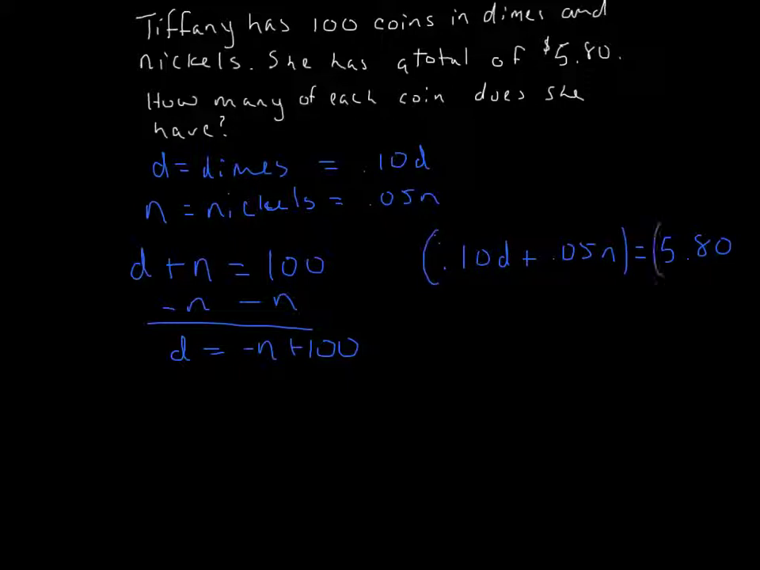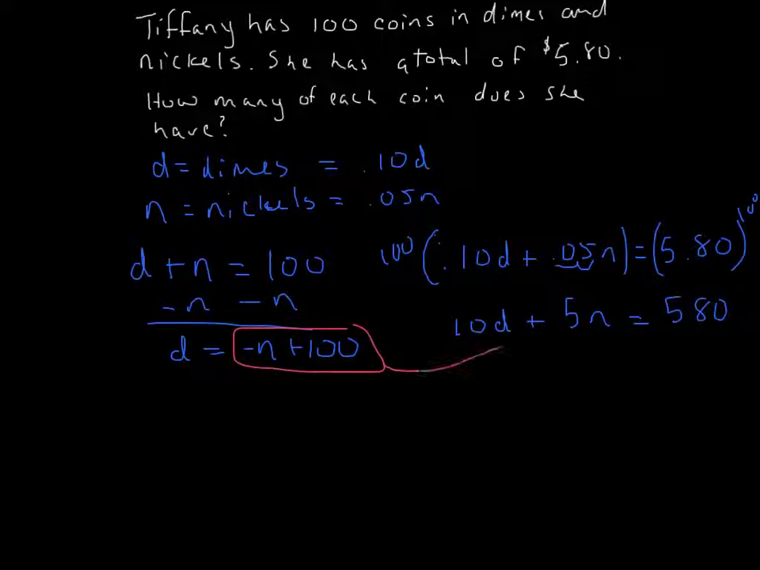We're going to multiply this all by 100. Okay, so we can move the decimal 2 places. So it becomes just 10D plus, we move the decimal 2 places there, you get 5N equals 580. There, all my decimals are gone. Okay, so that's much easier. Now we're going to take our negative N plus 100 and we're going to plug it in for D. So you got 10 times negative N plus 100 plus 5N equals 580.